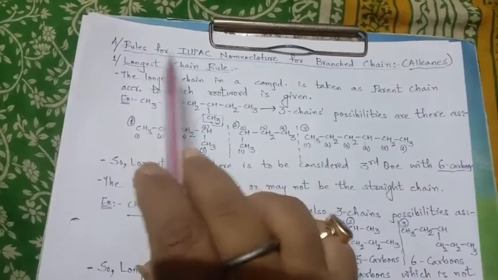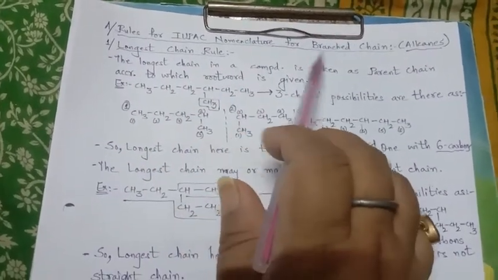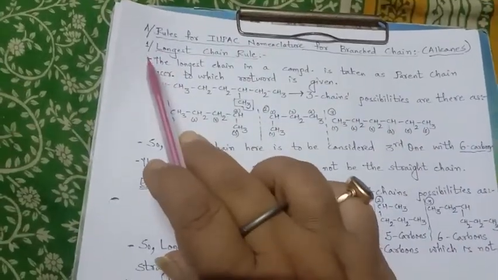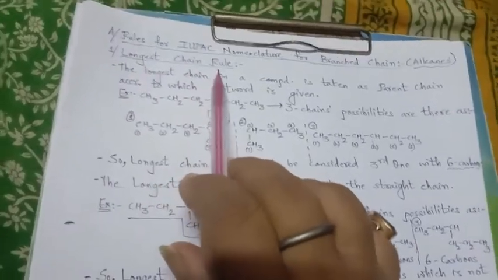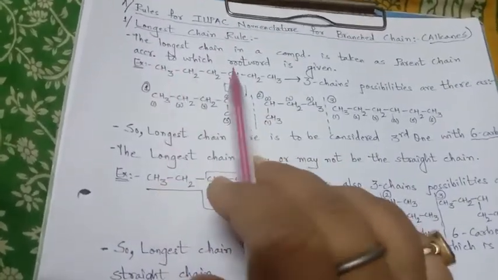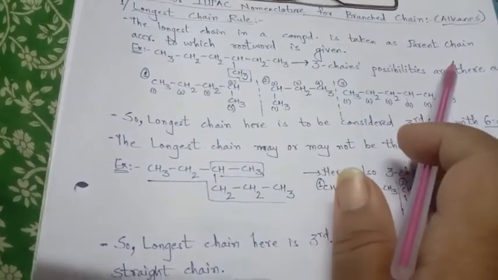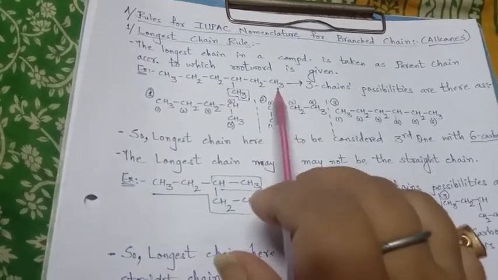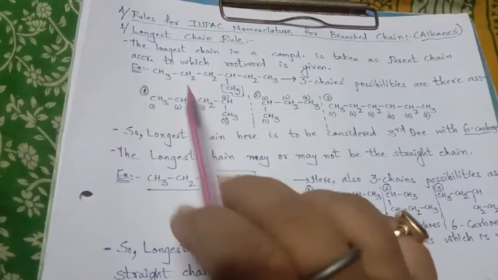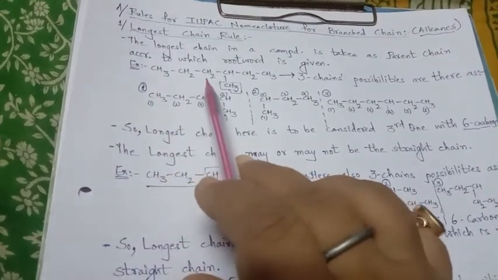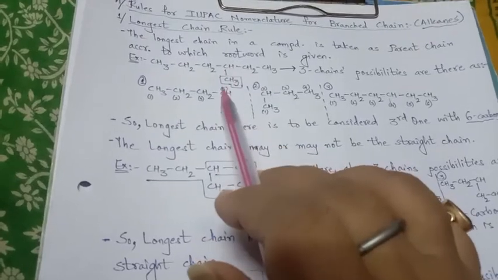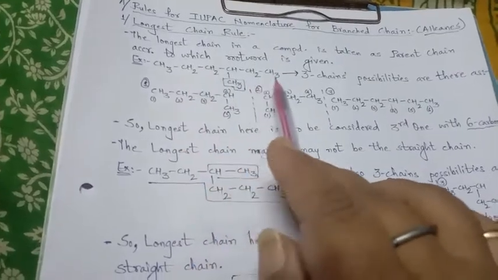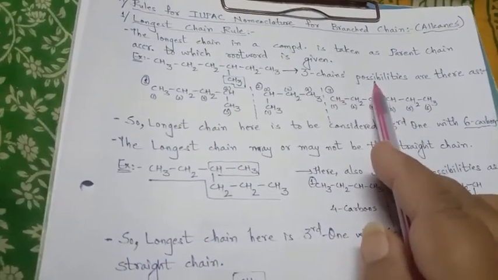Now let us see the rules for IUPAC nomenclature for branched chain, first for the alkanes, single bond. The first rule is the longest chain rule. The longest chain in a compound is taken as the parent chain, according to which the root word is given. When I started nomenclature, I told you the root word is given according to the longest chain. See here an example: CH3, CH2, CH2, CH, the branch is here, CH, CH3, CH2, CH3. Now if we see here, there are 3 chain possibilities. Let us see which are they.